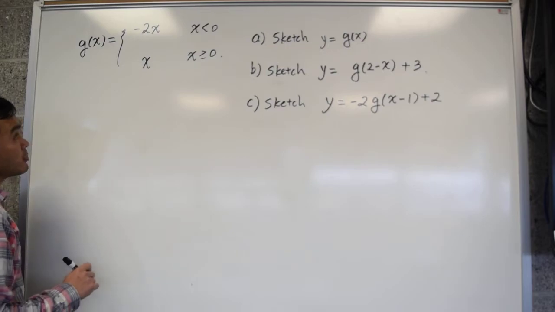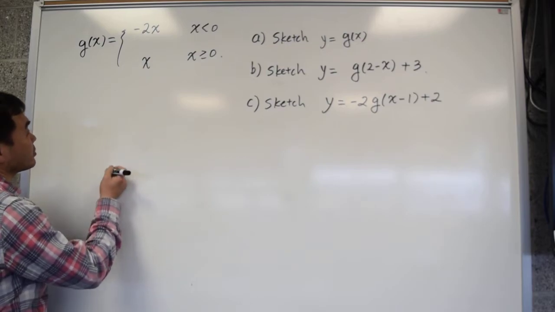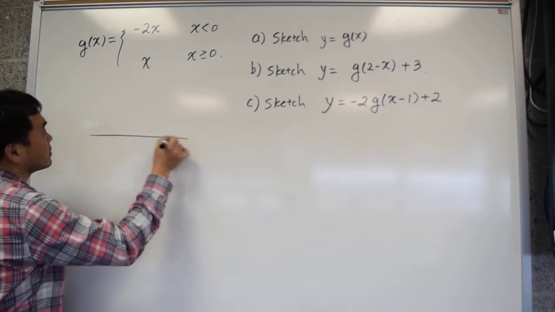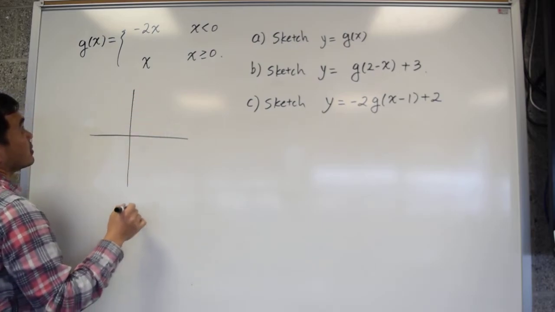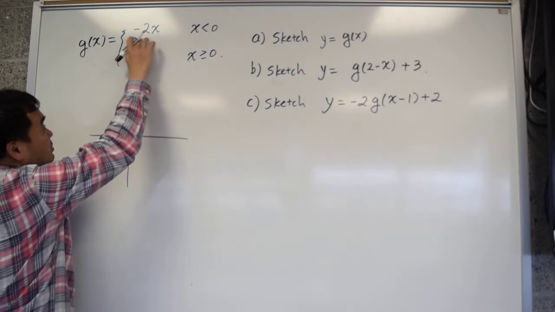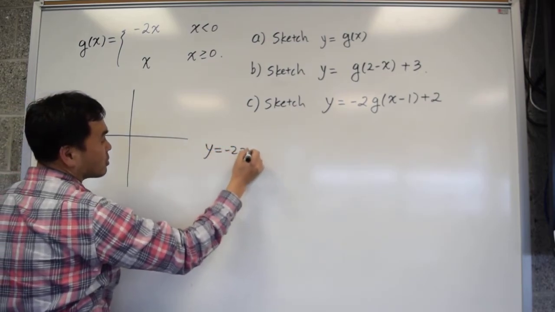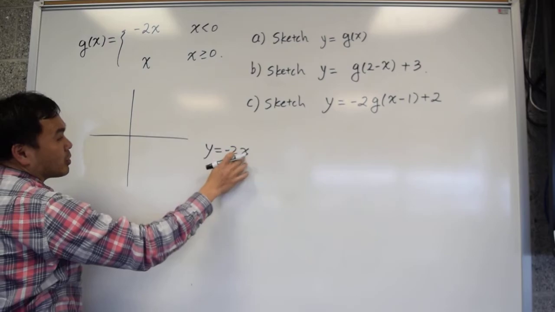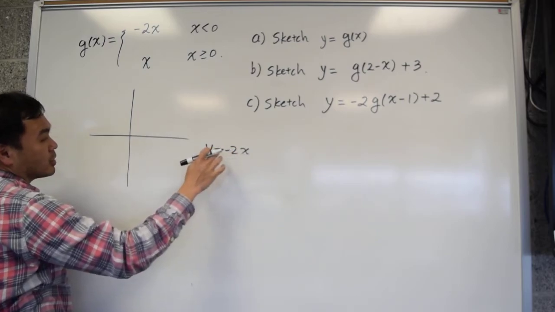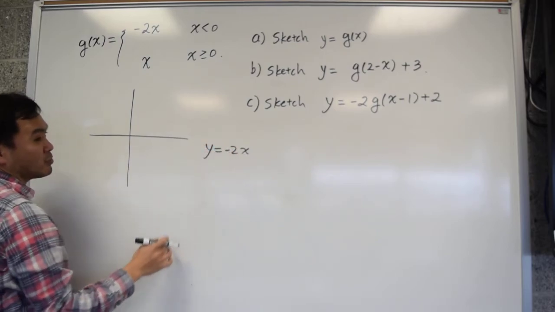First, draw the graph of y equals g of x. Let's look at this graph, y equals negative 2x. What's that graph? This has y-intercept 0, and it has a slope of negative 2.